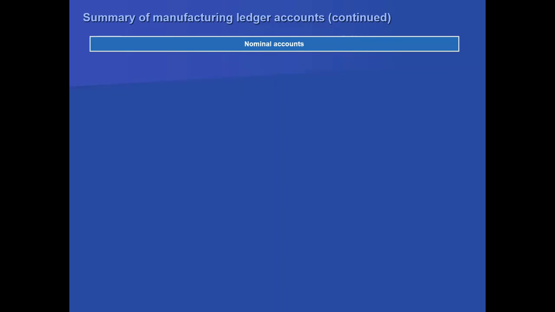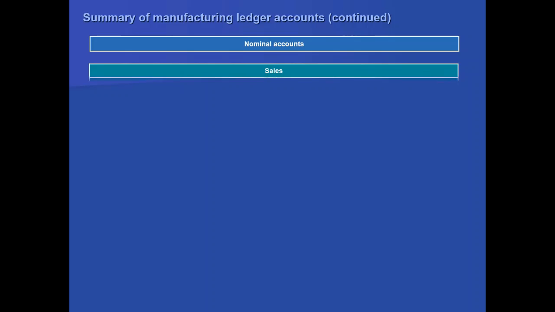So now that we have focused on the balance sheet accounts, let's focus on the nominal accounts. So we have our sales account, we know it's an income account, so on the credit side it increases. So all our cash and credit sales for the year. So for cash sales, your contra entry will be bank. For credit sales, your contra entry would obviously be debtors control.